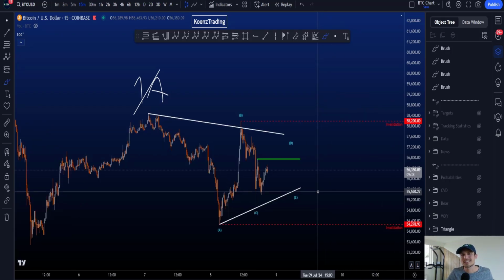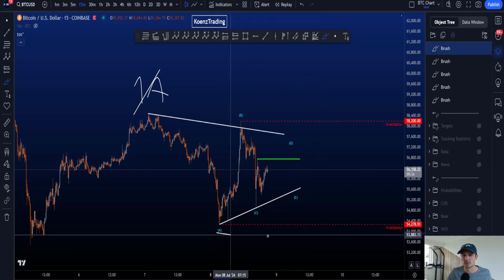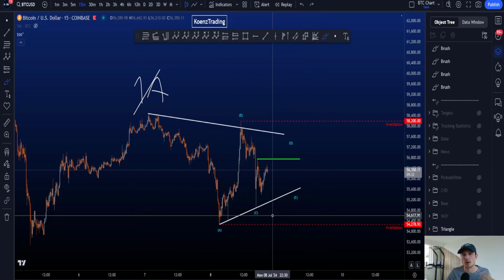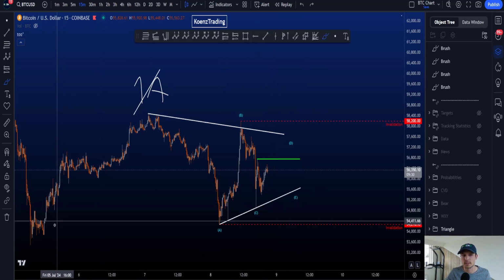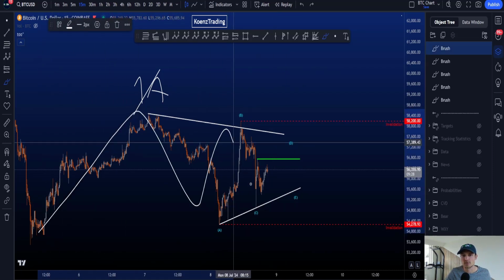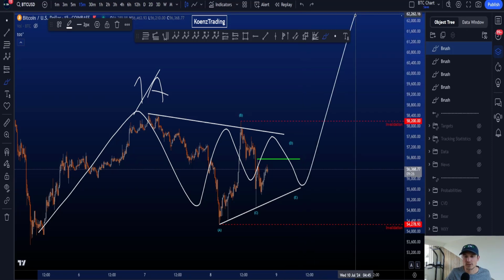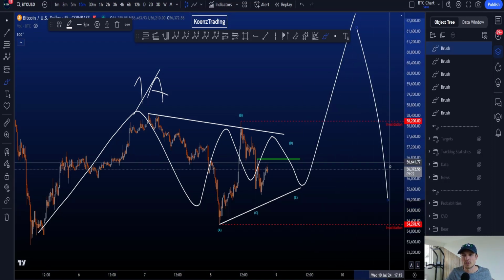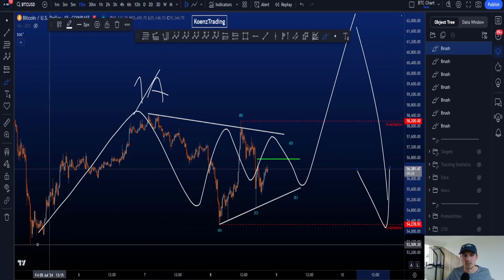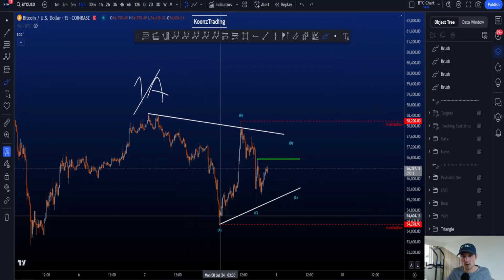Now, a triangle is a structure that is not allowed to appear in a wave 2. So this triangle over here can only appear in a wave B, where this is then your A, triangle in B, continuation to the upside in a wave C, and then afterwards look for a move to the downside once more to take the low.